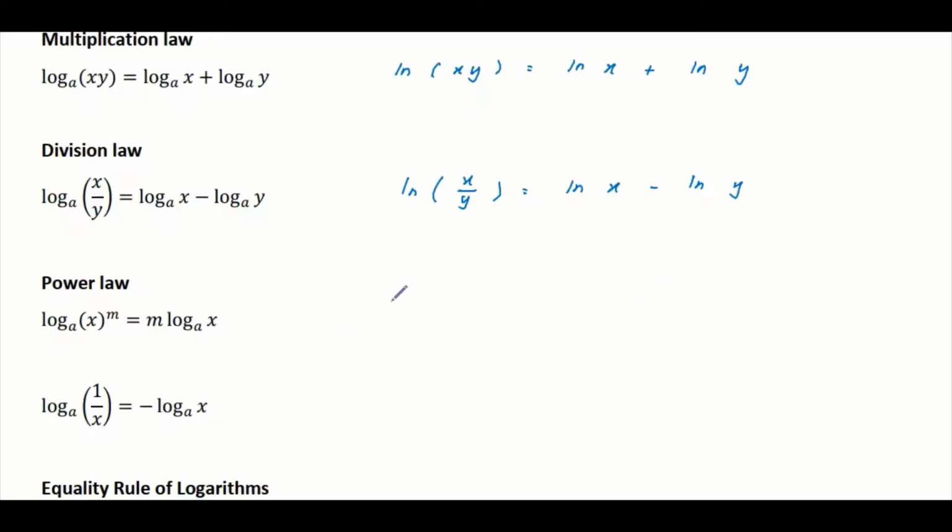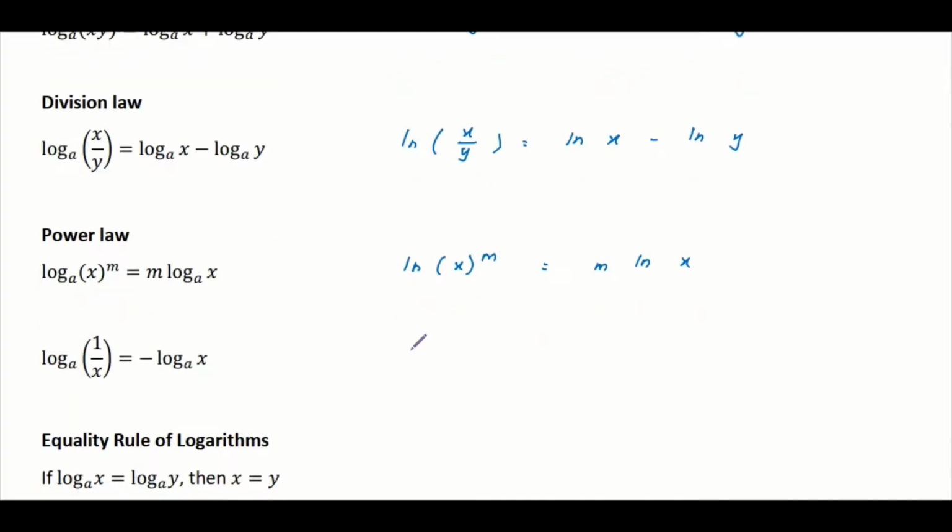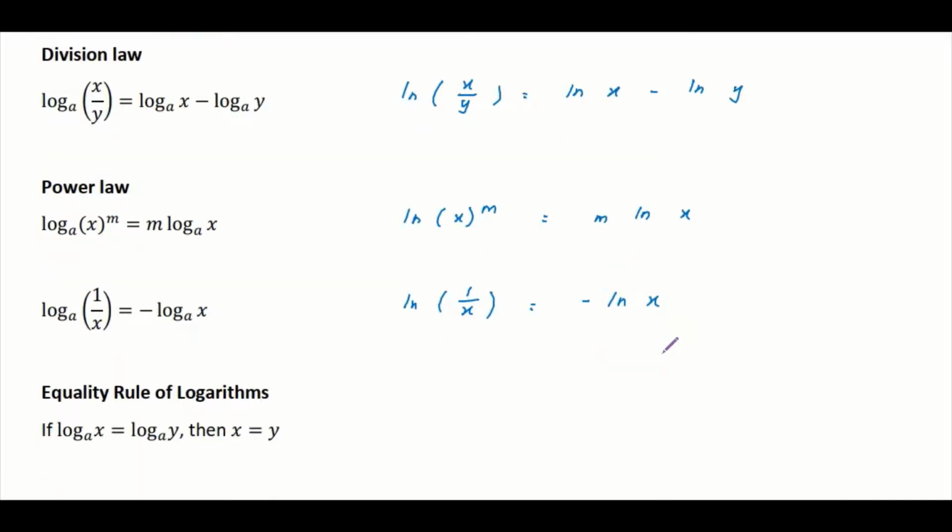Power law: ln of x to the power of m, we can always write it in such a way that you move your m in front of your log. Same thing for this: ln of 1 over x can be changed to negative ln x. Same thing for the equality rule.